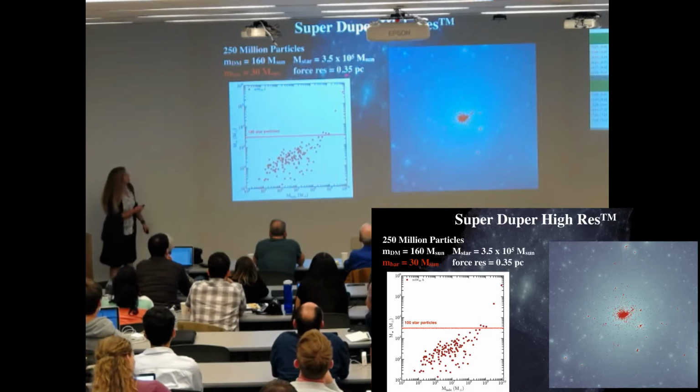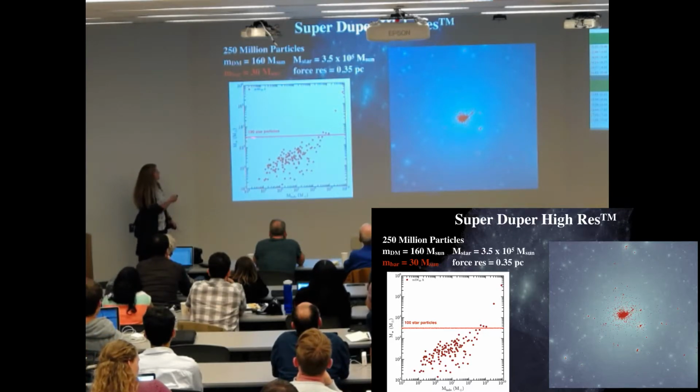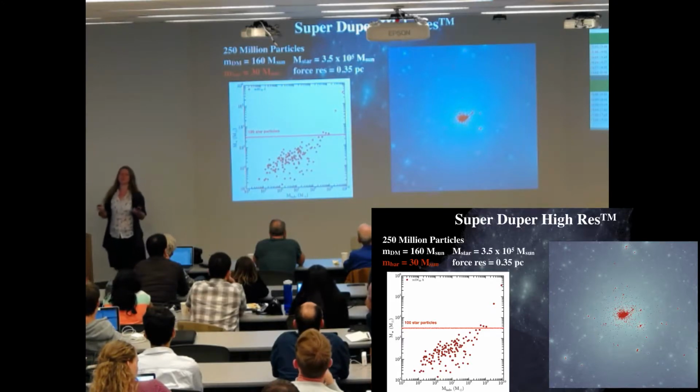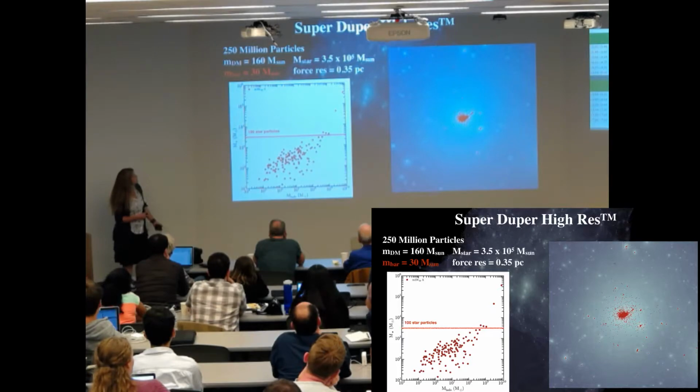Okay, so now we can resolve these same ultrafaints, the same stellar mass cut of about 3,000 solar masses, now with 100 or more stellar particles, which I think is much more interesting and going to be much easier to believe, at least some of these results.